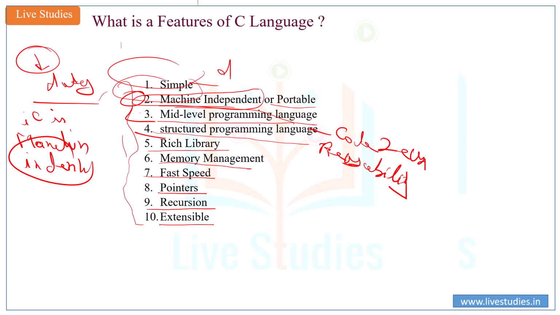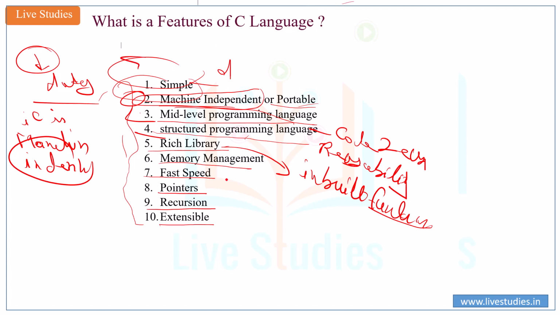Rich library means inbuilt functions. Memory management means it supports dynamic memory allocation. In C language, you can free the allocated memory at any time by calling the free function. Free function is used in memory management.